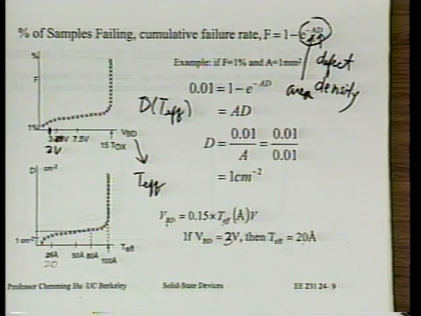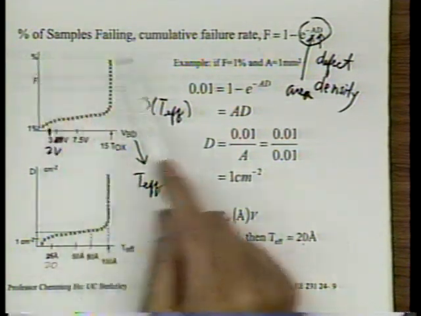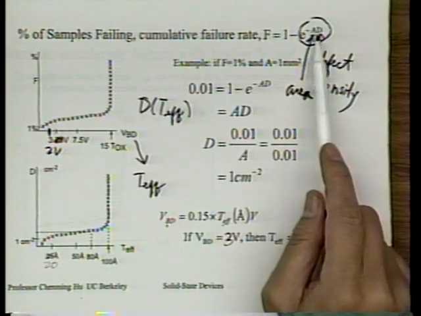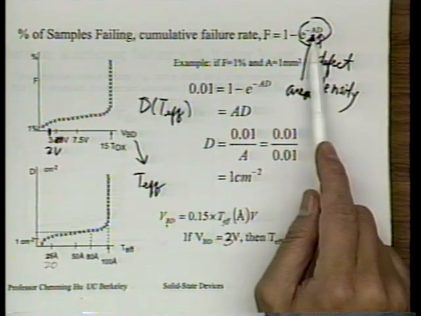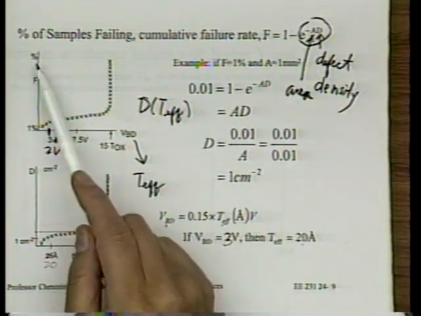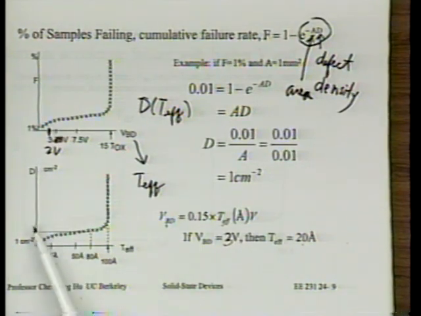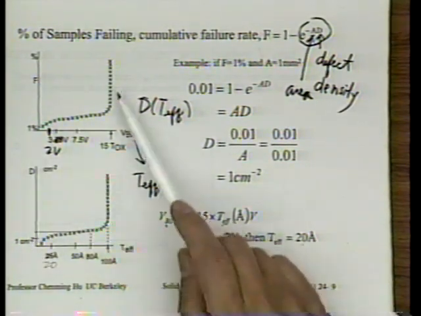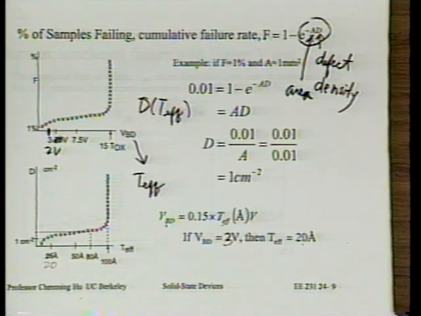Okay? So every F number can be translated into a D because A is known. You know the size of the sample. So every point of F here can be translated into a D. So the simple test data immediately gives you D versus T effective that we were looking for. Okay? So you may want to think about this, and if there are questions, we can talk about this at the beginning of the next lecture. How about that?